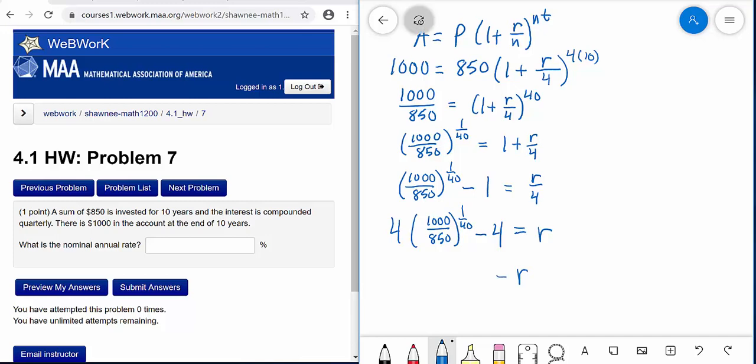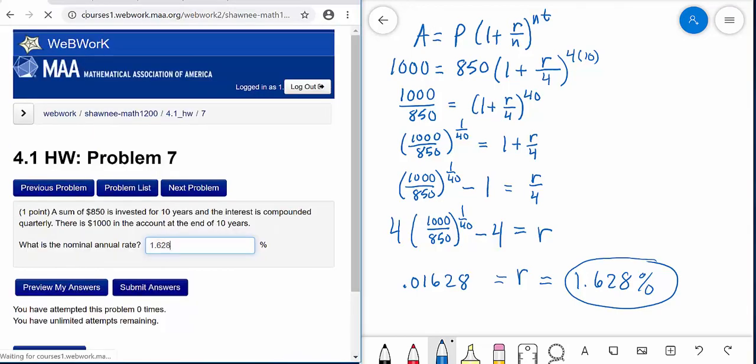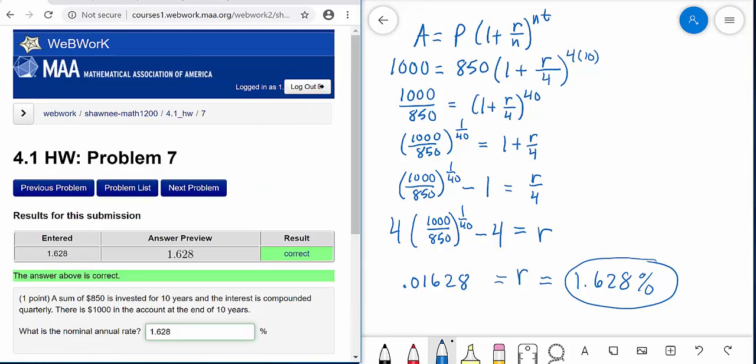So when I evaluate this expression, I will get 0.01628. So this is the value of the interest rate. We have to write our answer in percentage form. So moving the decimal place over to the right 2 places, we get 1.628%. And there we go, we got the correct answer.